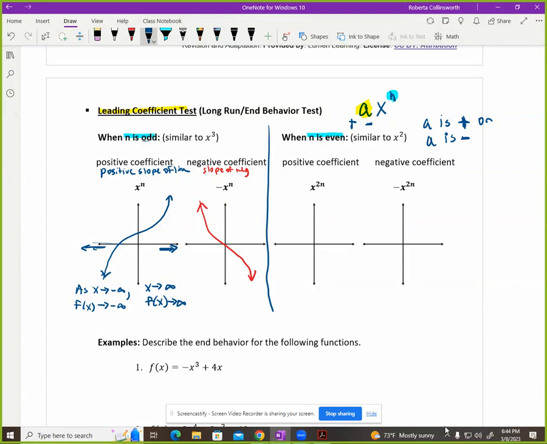So now let's look at this one. As x approaches negative infinity, so as I'm going to negative infinity, my f of x is going to positive infinity.